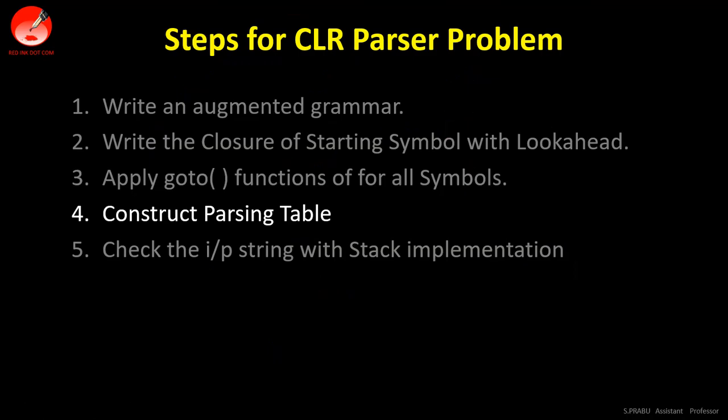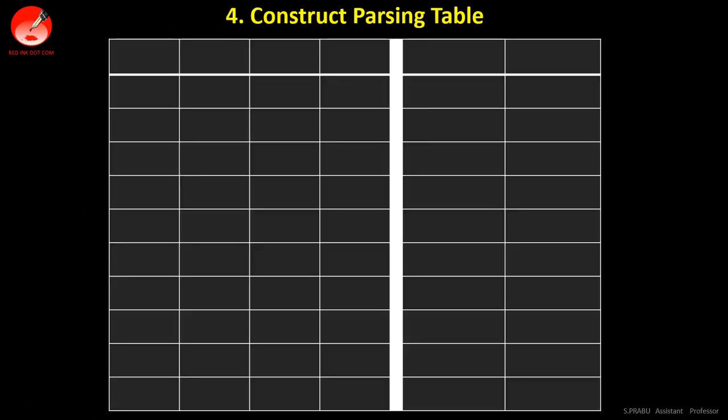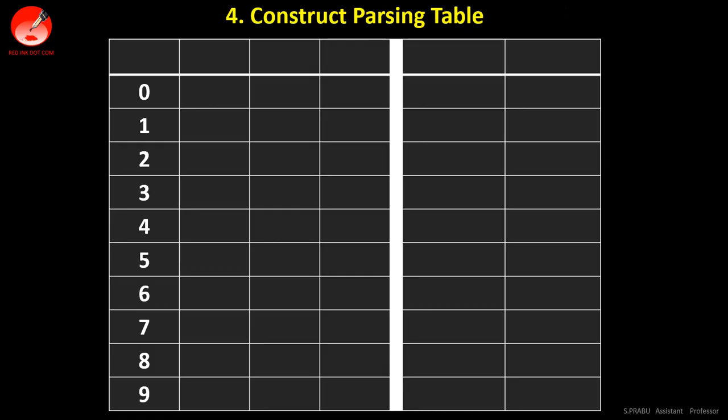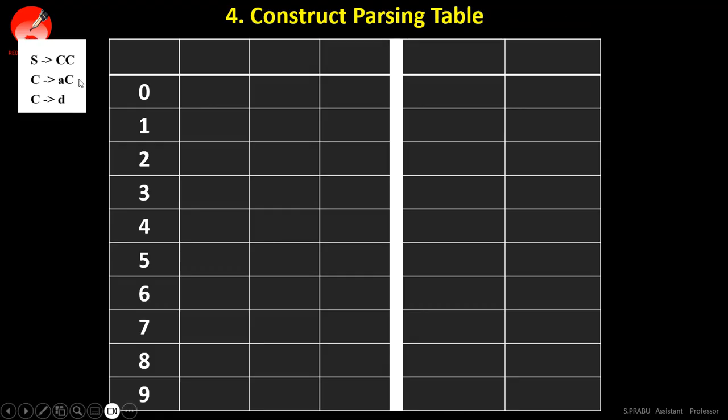Next step is to construct the parsing table. For the parsing table, first you identify how many states are available. There are 9 states available, so write the numbers 0 to 9 as row values and check what terminals are available in the grammar. A and D are the terminals, so I write A and D as columns, ending with the dollar symbol. And capital S and capital C are the two non-terminals. So this is the initial stage for constructing the CLR parsing table.